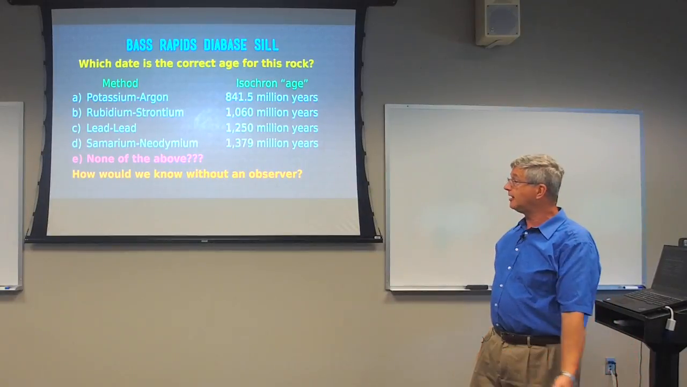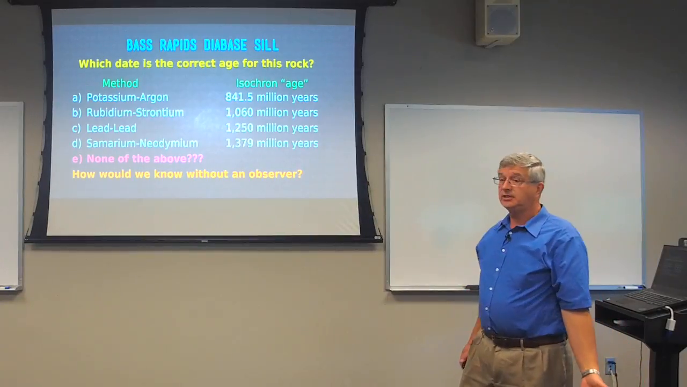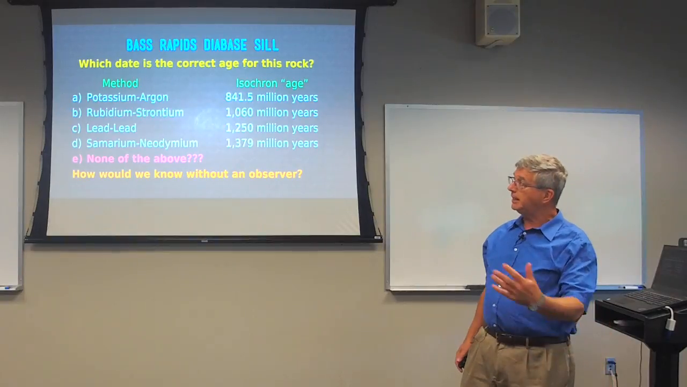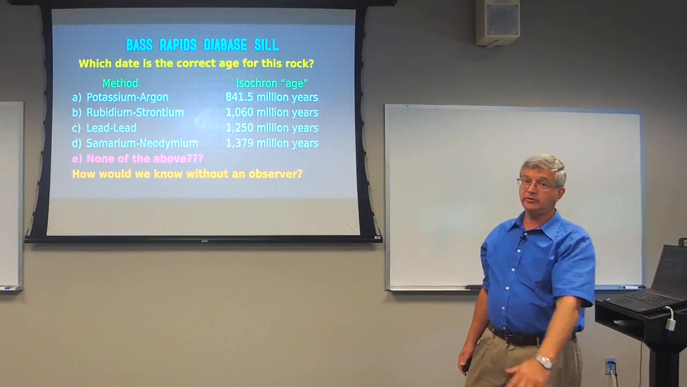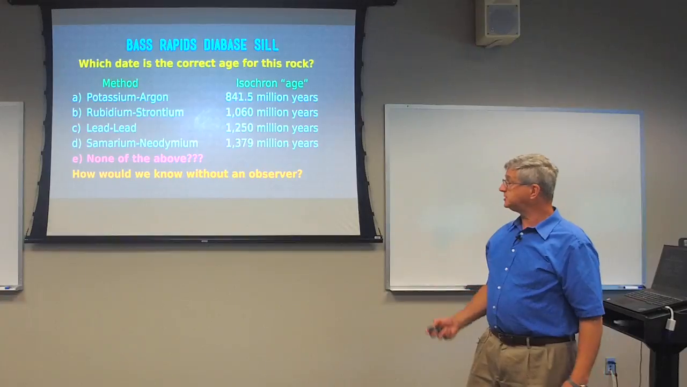What about E, none of the above? How would we know if there wasn't an observer there? And the answer is they're probably all wrong. But notice that the potassium and rubidium are younger than the lead and samarium, and the potassium is younger than the rubidium. Watch that, because we move on to the next example.